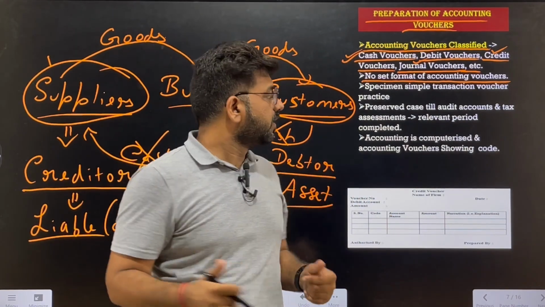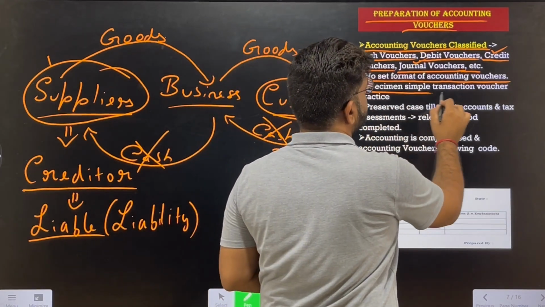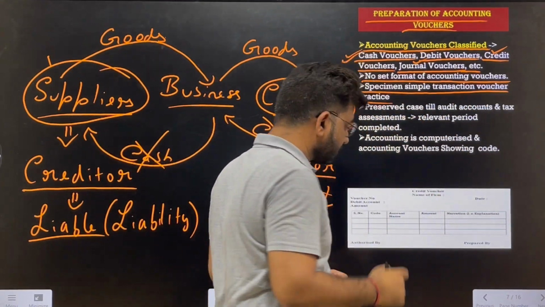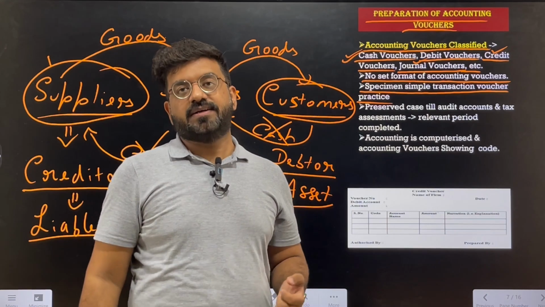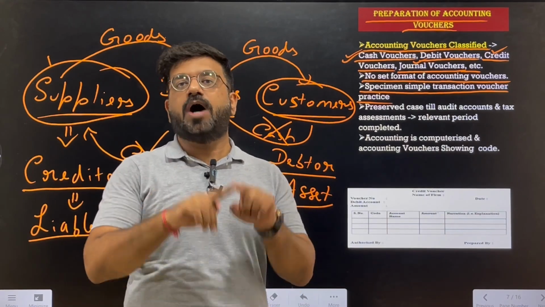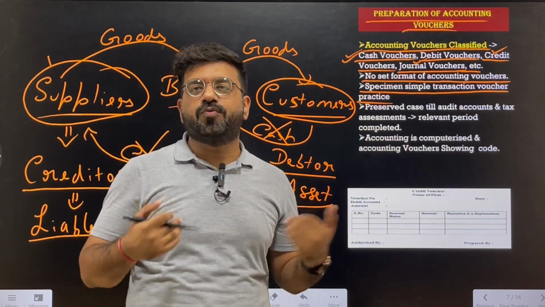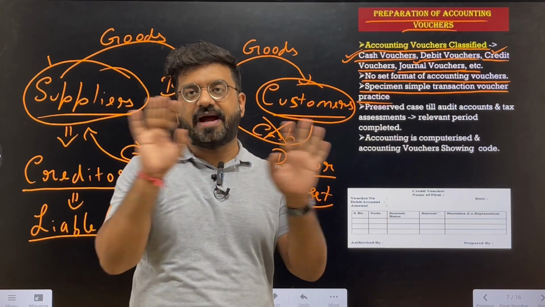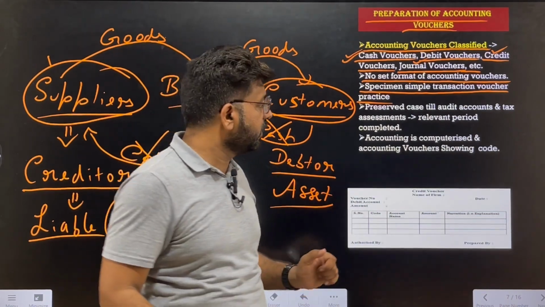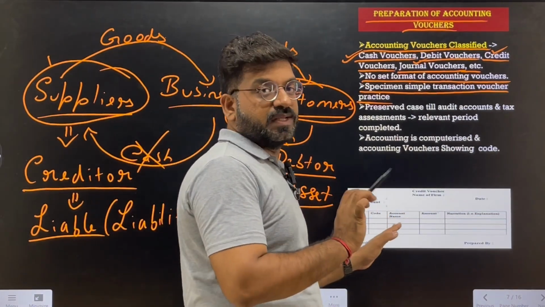Okay. Next. Specimen simple transaction voucher practice. This is a specimen of a simple transaction voucher, how it is prepared, which involves only 4 to 5 items which are to be recorded in that particular voucher. The specimen is given. Okay, I will just let you know the specimen as well.